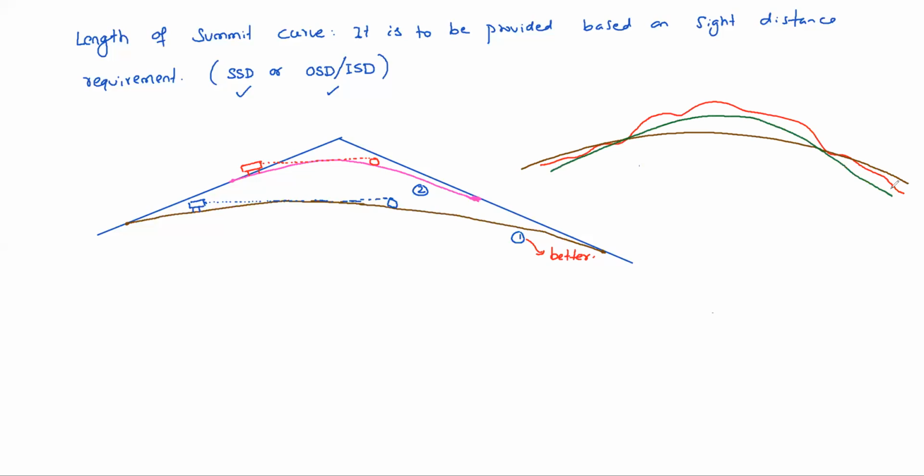what matters here? The green one is a steep summit curve, but less earthwork. See here, in the green colored one, a steep gradient can be provided, but less earthwork. But in this one, a mild curve can be provided, but more earthwork.